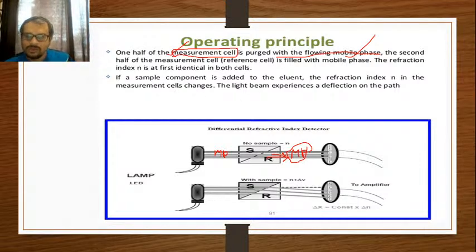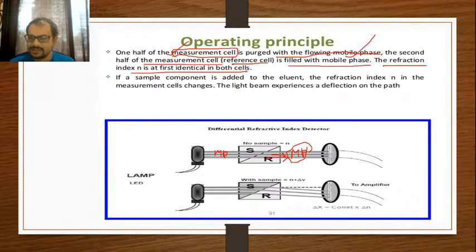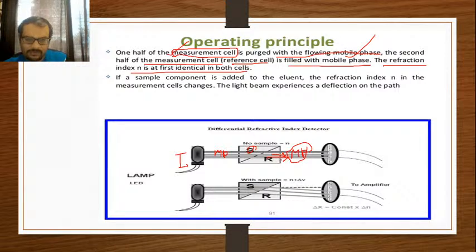Okay, now the second half of the measurement cell, that is called the reference cell, is filled with the mobile phase. The refraction index N is identical in both the cases because there is no difference between the sample cell and the reference cell, because the mobile phase is filled in both the components. Okay, here is the first case where the sample cell and your reference cell is filled with the mobile phase.